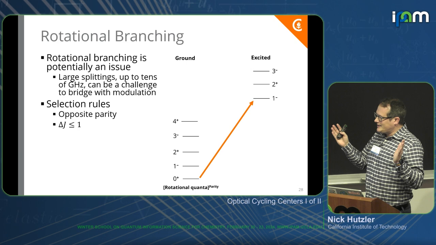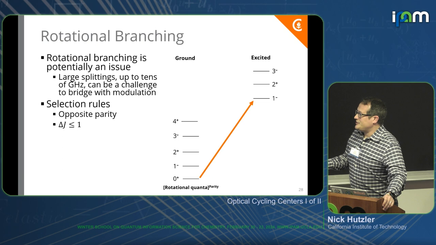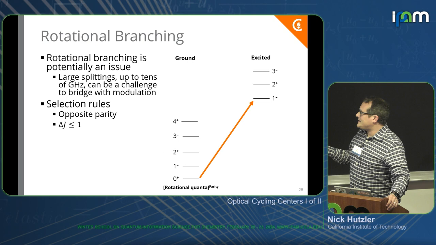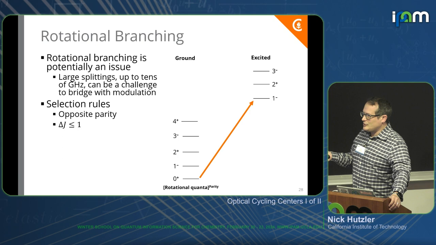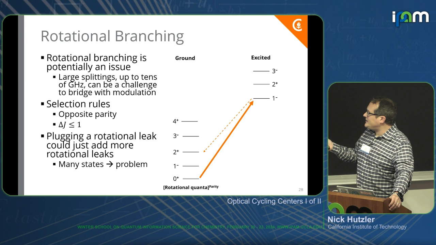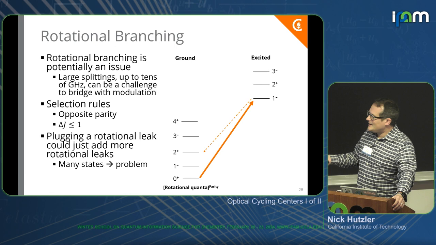And so you have some selection rules you can use, but here's an example of why you have to be careful. Let's say I drove this transition, a 0 to 1 rotational quanta transition. Well, the selection rules for rotation, for electronic decays, is you have to change the parity. Rotational states alternate between parity as you go up the ladder, and you can't change the rotational quantum by more than one. So if I excited this transition, I could get decays back down to this state. Okay, fine, that's just one more state. I'll just add a laser and repump it to this state. But now 2 to 3, 3 can decay to 4, et cetera.